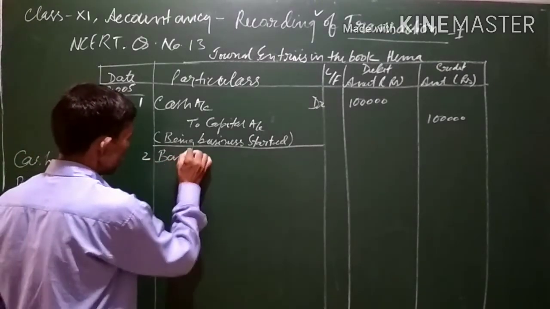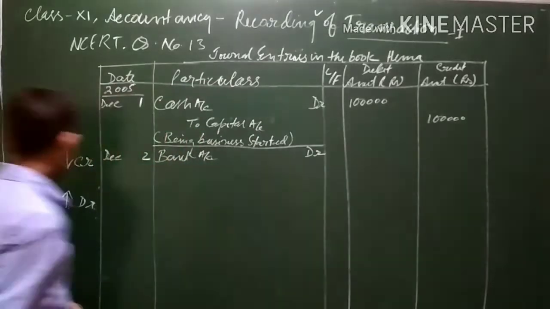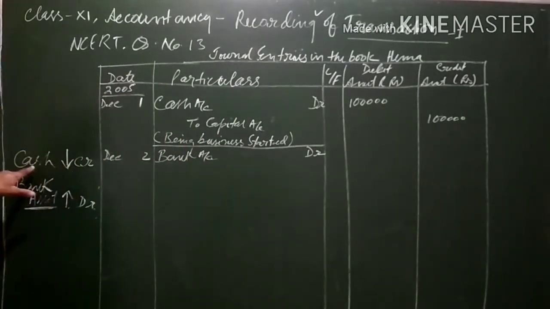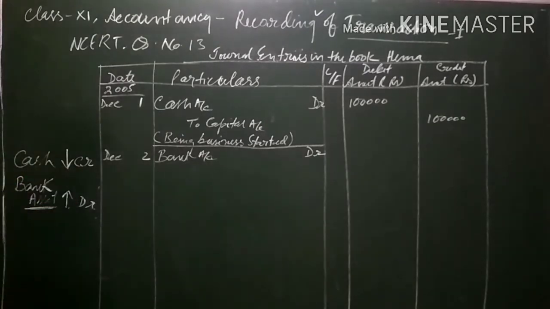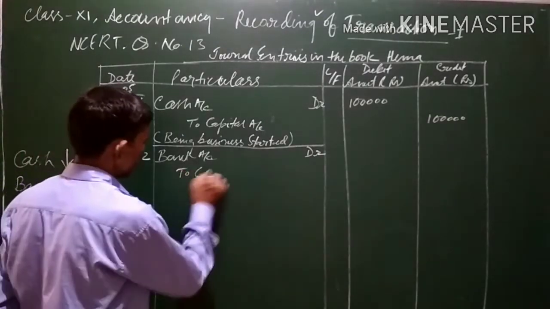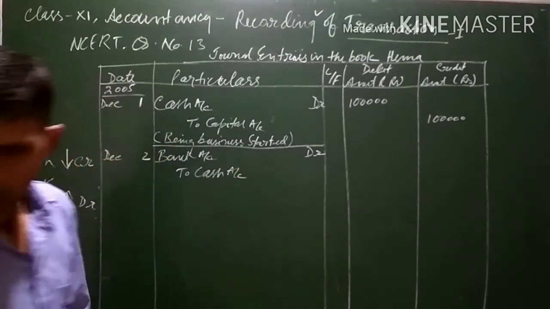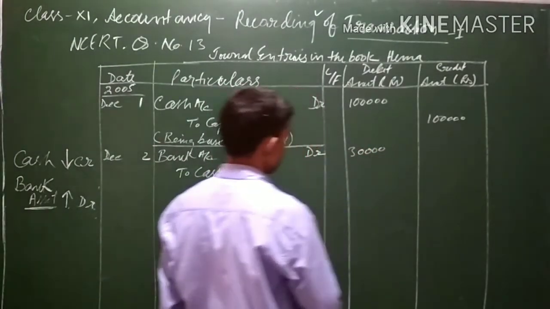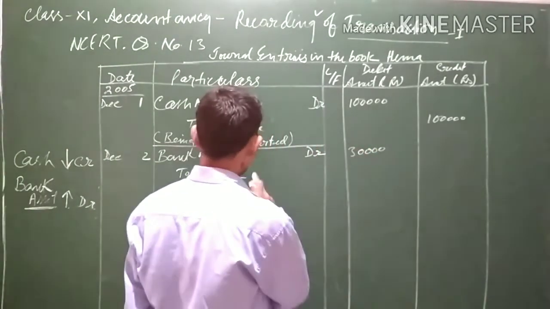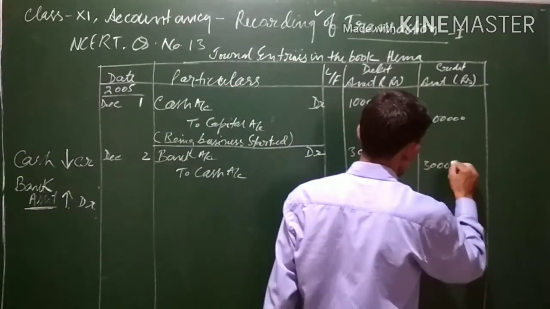We will be debiting the bank account, and cash account will be credited because cash is an asset. If we are opening a bank account, then cash will be going out of the business. There will be a decrease in cash. So cash account will be credited. Amount is 30,000. 30,000 in the debit column in front of the bank account, and in front of cash account in the credit column 30,000 will be written.